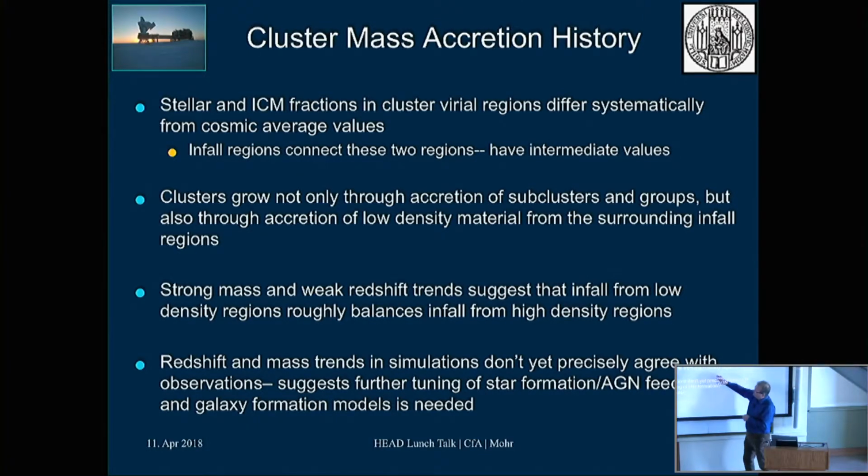The strong mass and weak redshift trends that I've just shown you say that infall from this low-density region has to roughly be in balance. When low mass systems with, let's say, high stellar mass fractions fall into high mass clusters, there must be enough material with low stellar mass fraction from the field or the low density region to roughly offset that high stellar mass fraction material that's falling in from the groups.